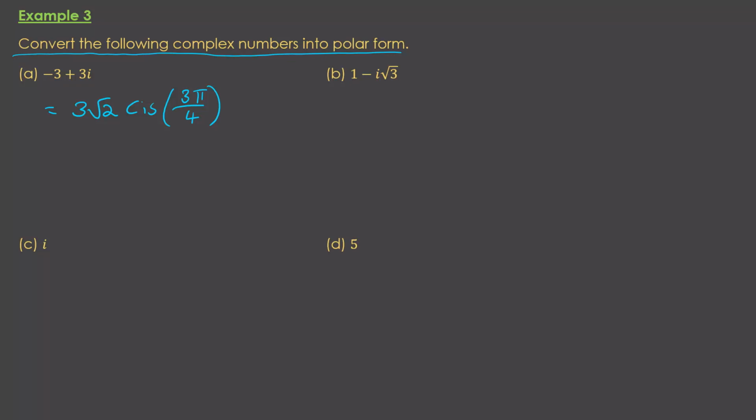Now the second one is 1 take away i root 3. So 1 across and root 3 down. That's going to make it say here, so that this distance is 1 and this distance is root 3. Now we should know our standard angles. This one here is going to be pi by 3.